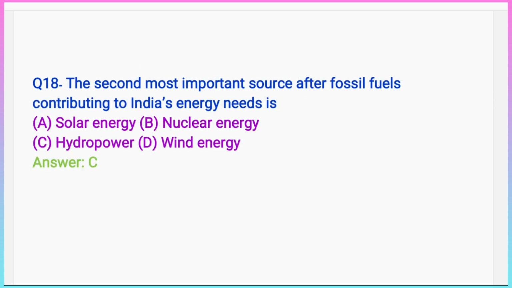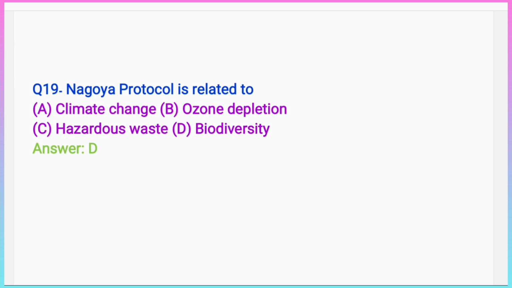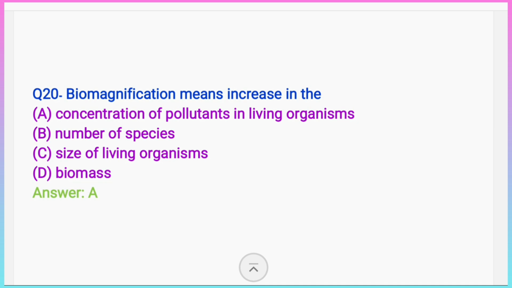Question number 18, the second most important source after fossil fuels contributing to India's energy needs is hydropower. Question number 19, Nagoya Protocol is related to biodiversity. Question number 20, biomagnification means increase in the concentration of pollutants in living organisms through food.